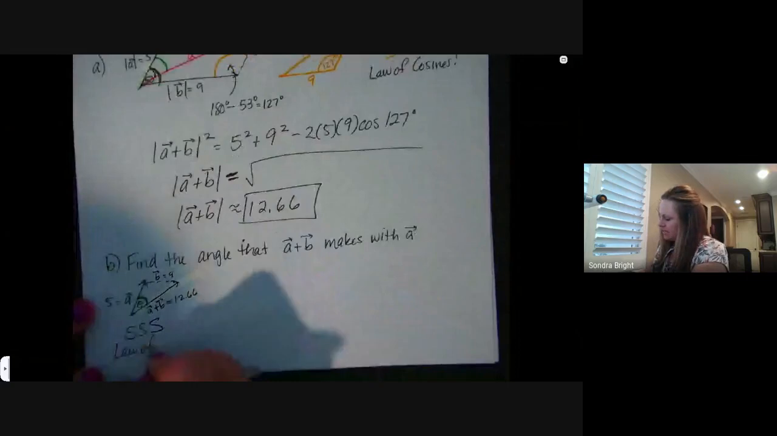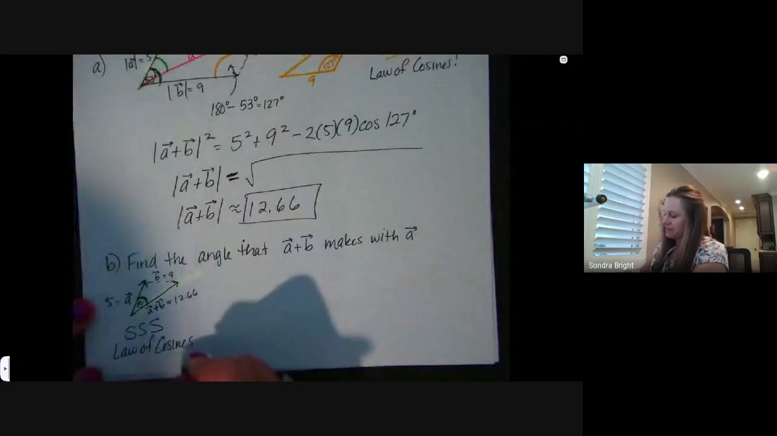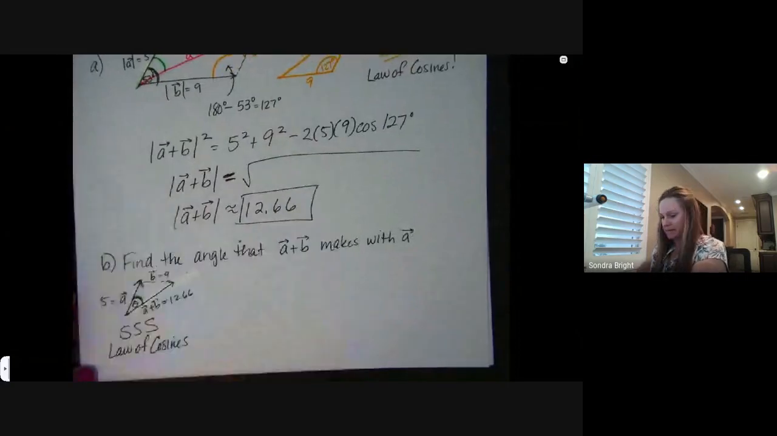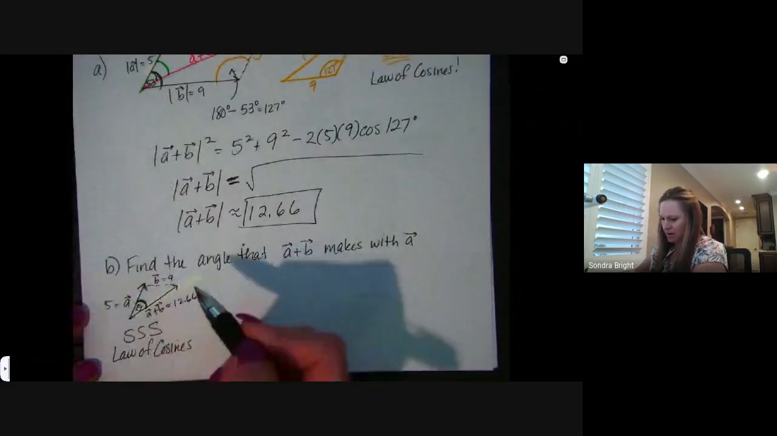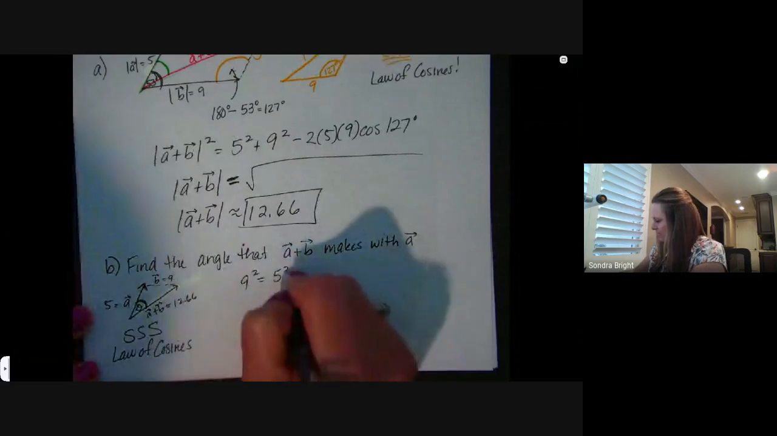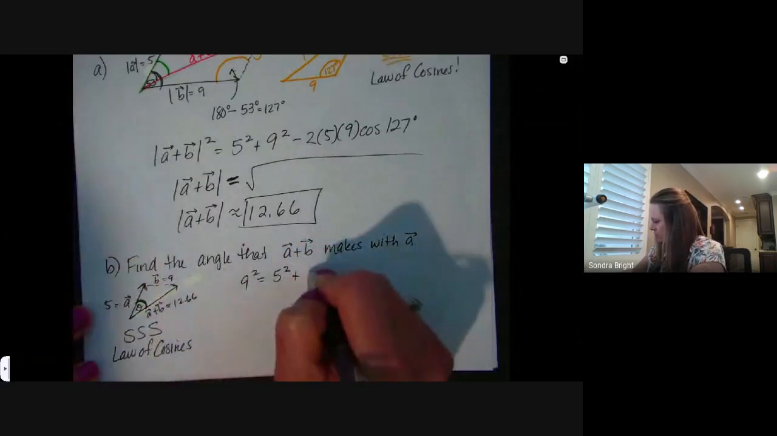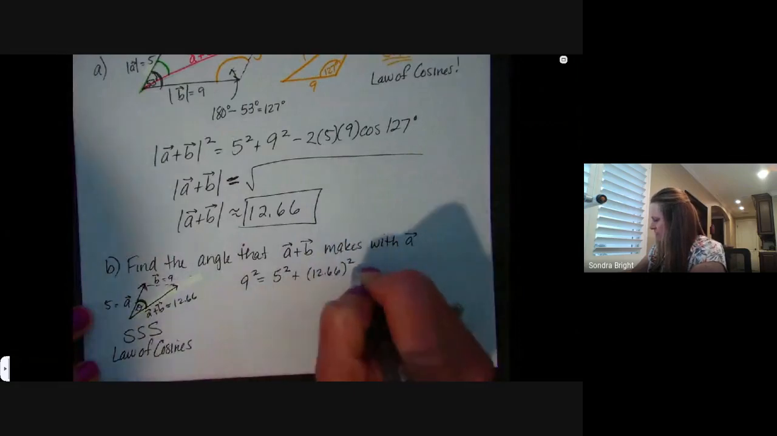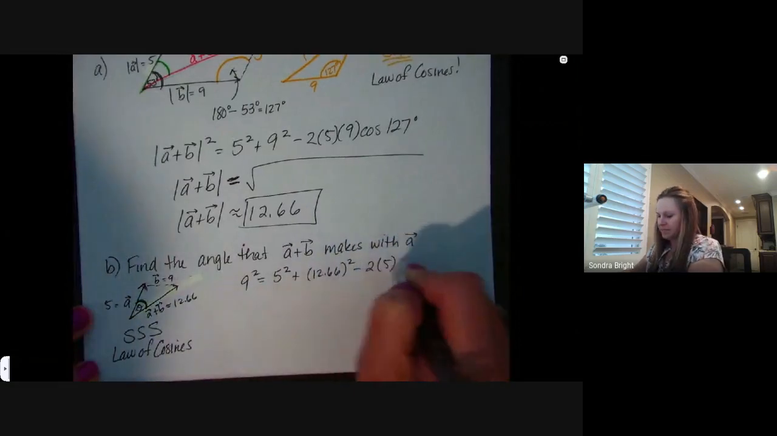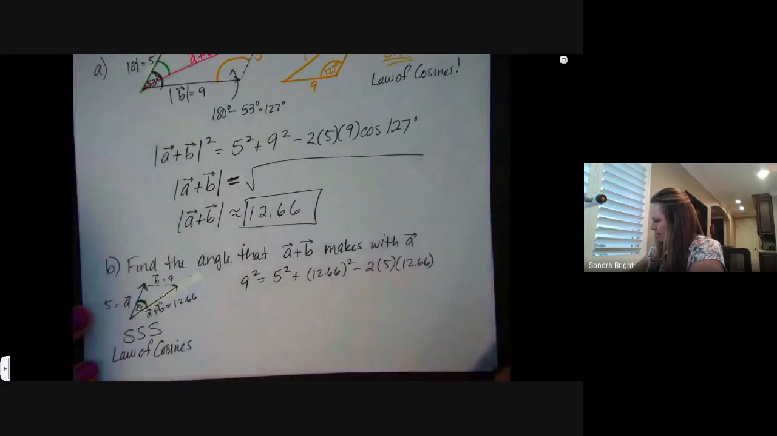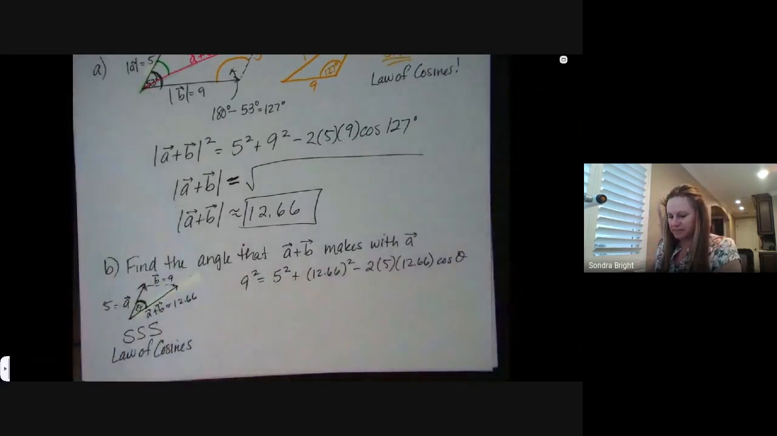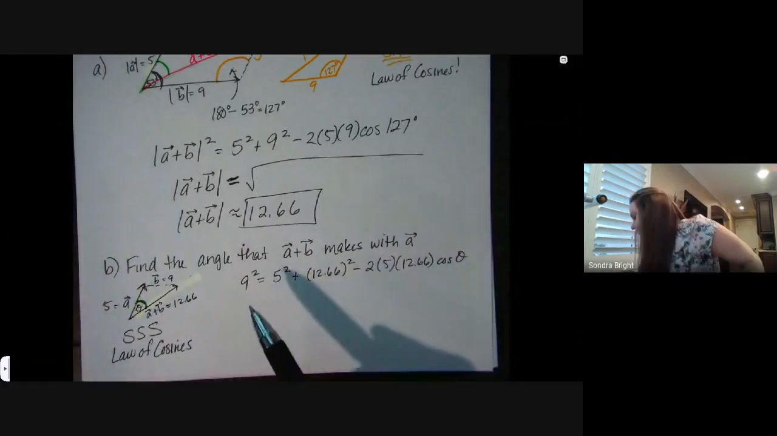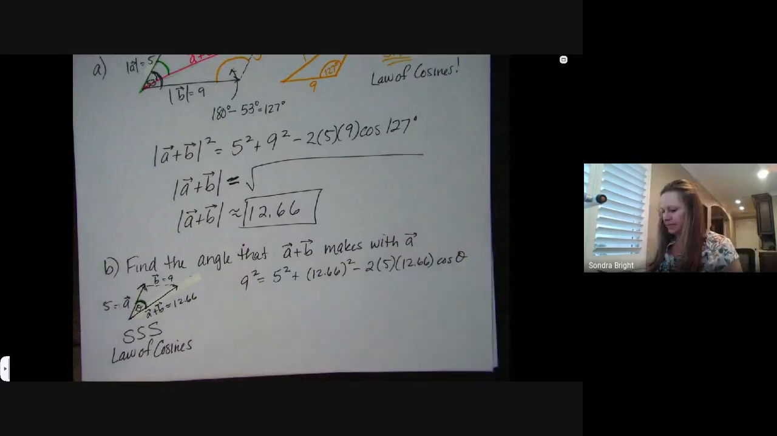All right, so this time it's angle theta I'm trying to find. So the side opposite is 9. So you'll have 9 squared is equal to 5 squared plus the 12.66 squared minus 2 times the 5 times the 12.66 times the cosine of angle theta. Technically, I should have stored 12.66. So let's see if we're off. I should have done it, but I didn't.